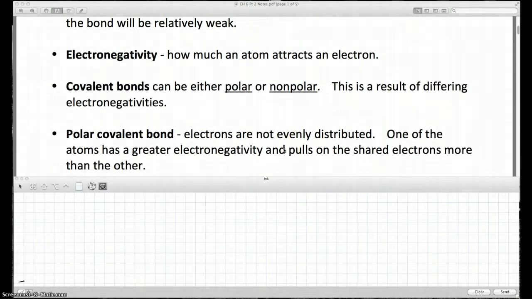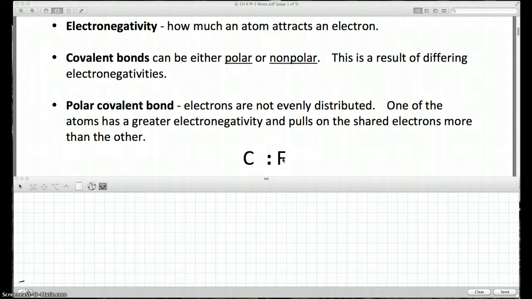Polar covalent bonds are created when electrons are not evenly distributed, or they're not evenly shared. So one of the two atoms that are sharing the electrons has a greater electronegativity. And again, electronegativity is how much an atom attracts, or how much it pulls on, those shared electrons. So if one of the atoms has a higher electronegativity, it's going to pull those electrons towards it and kind of be an electron hog.